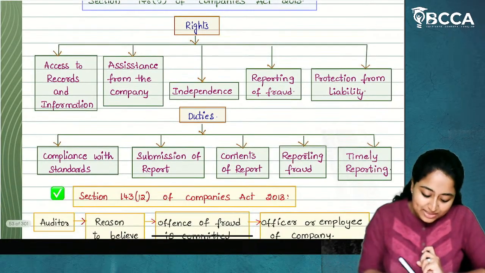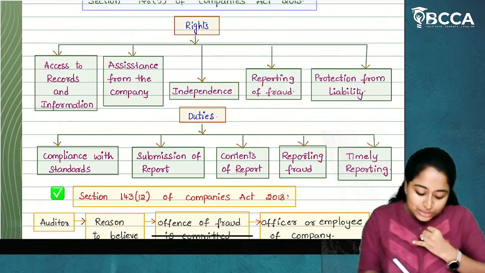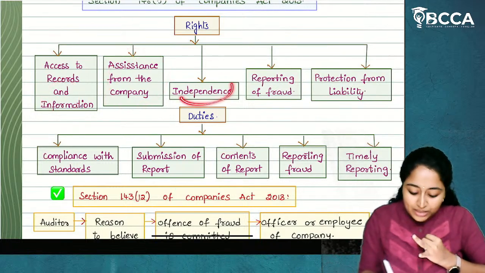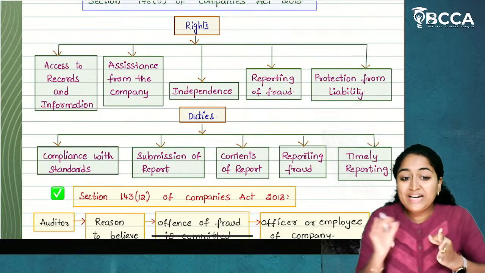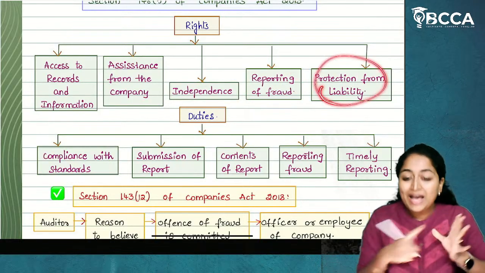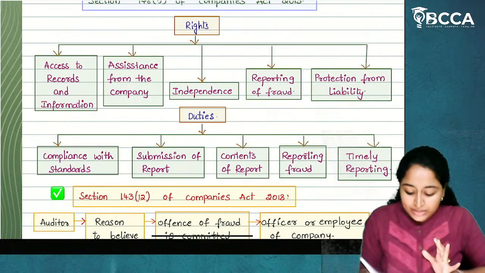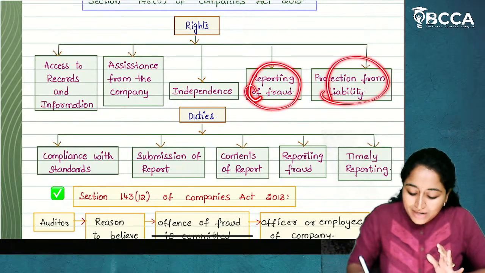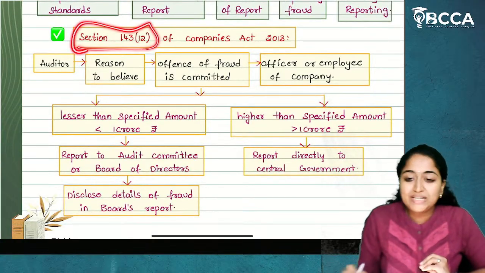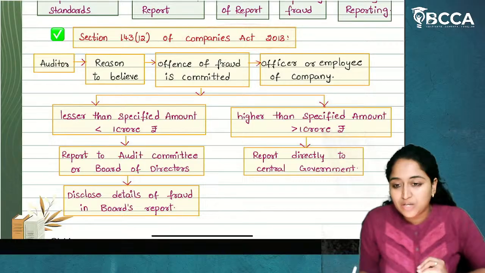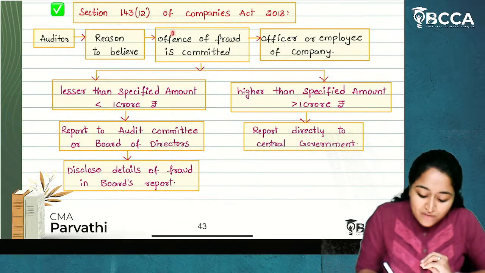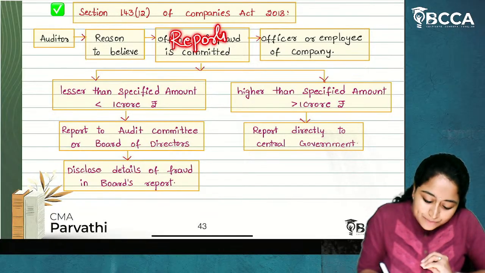Now, what are the rights? Having full access to all records and information, getting full assistance from the company, doing the entire audit in an independent manner, then reporting of any kind of fraud, and protection from liability. Now, what is the reporting of fraud and protection from liability? This is also an important concept. Section 143 subsection 12 of the Companies Act 2013. In section 143 subsection 12, the reporting of fraud concept is given.